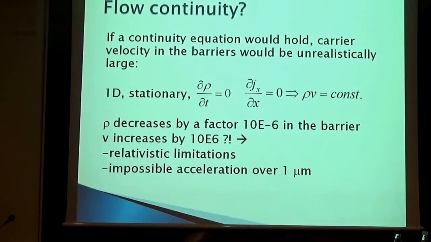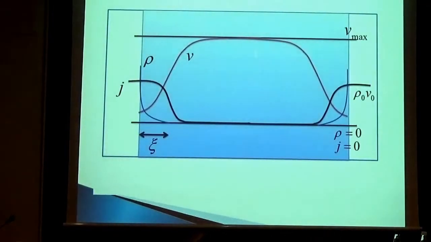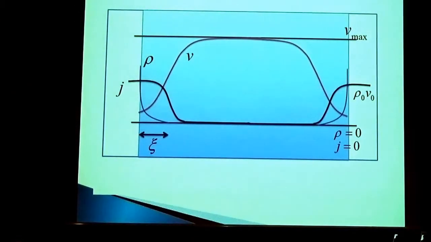It is quite unlikely for many different reasons, because there are relativistic limitations, and we consider it impossible to obtain such an acceleration over 1 micrometer in the junction, for instance. So the situation is something like this. We have the density. If the blue here is the junction, which can be, for instance, a grain boundary in a superconductor or a crack or whatever.